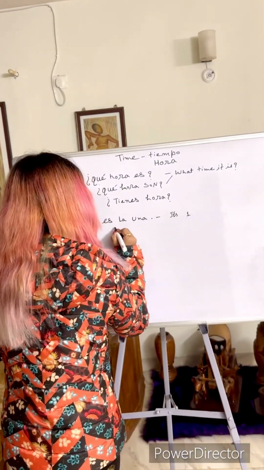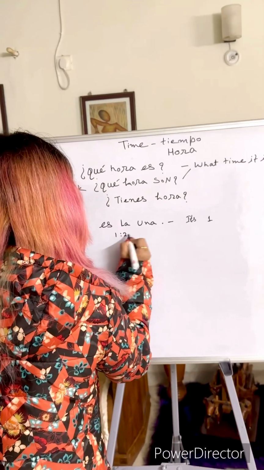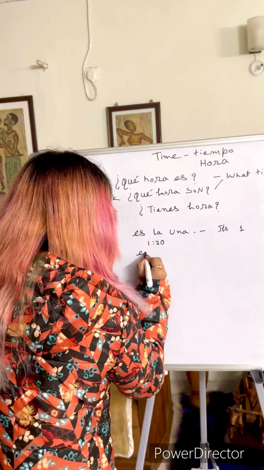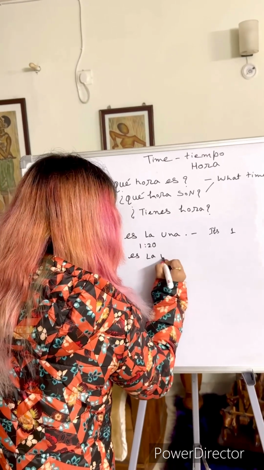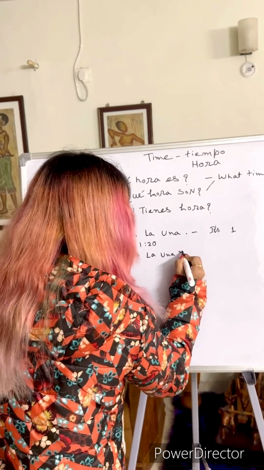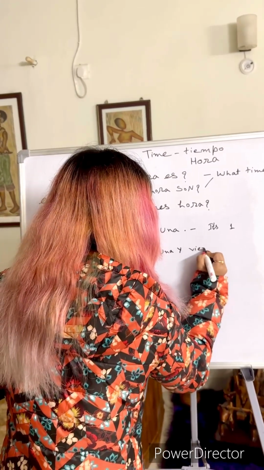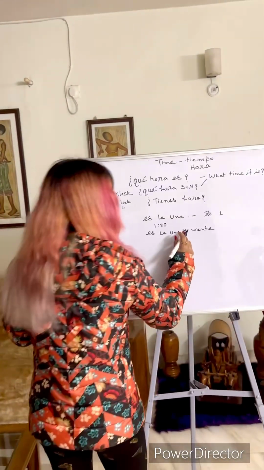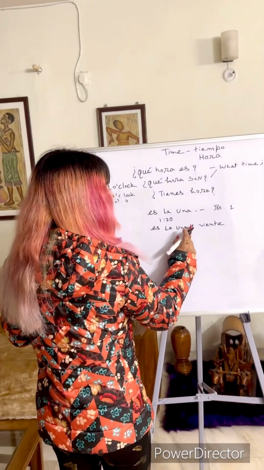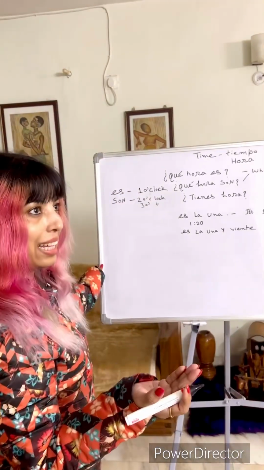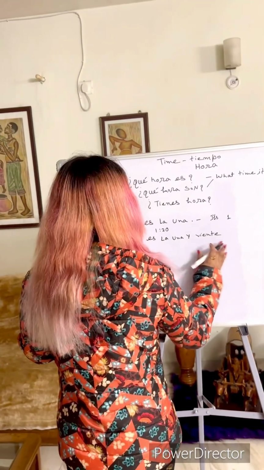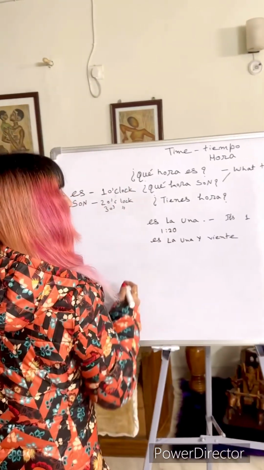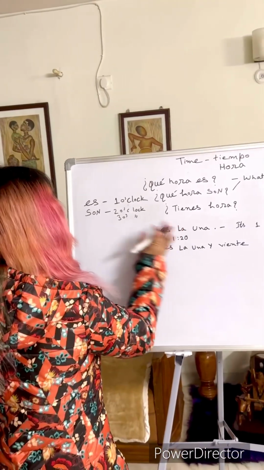And suppose if it is 1:20, then your answer would be es la una y veinte. You have to add y. Y means and, and you read it as e. So es la una y veinte. It is 1:20, and it is for singular number like 1.